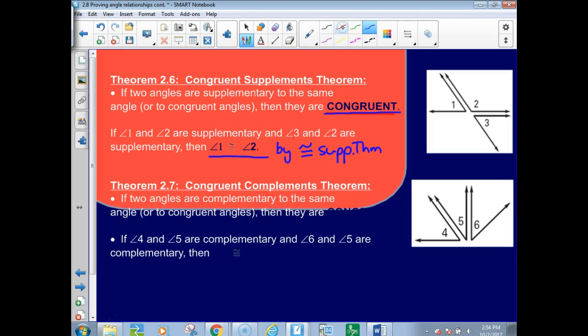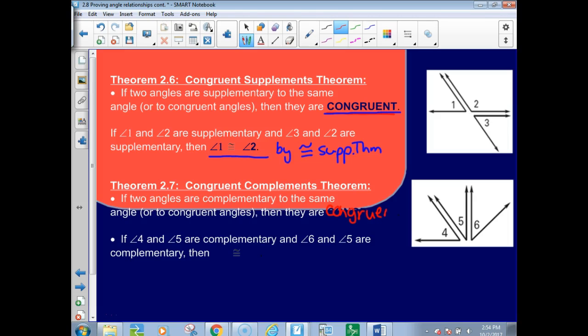There's also a congruent complements theorem that says basically the same thing, except it's about complementary angles instead of supplementary angles. You got to know your words. If two angles are complementary, meaning they add up to 90, and they're complementary to the same angle or to congruent angles, they have to be congruent also.